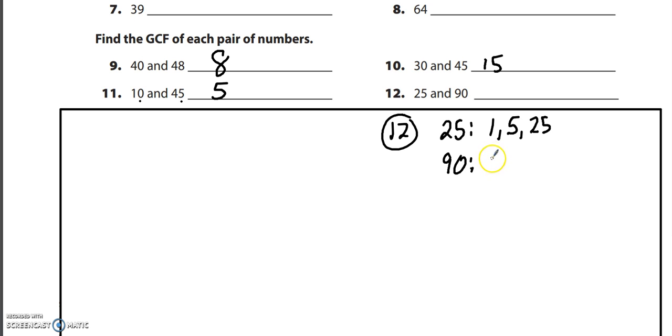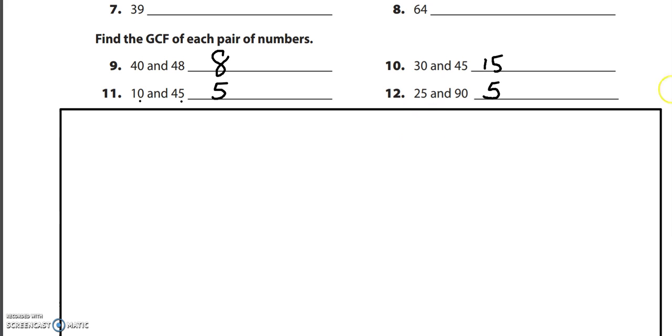It doesn't really matter if 2 goes into 90. It does, but 2 can't be the answer. So I just have to ask myself, does 5 go into 90? And it does. And since 25 doesn't, then the answer has to be 5. So that's a logical reason how you can get an answer without actually checking all your factors.